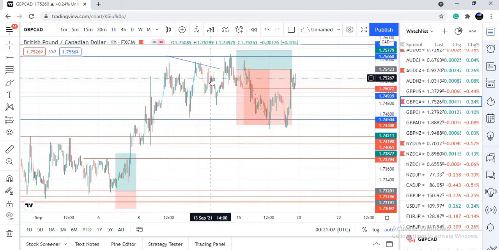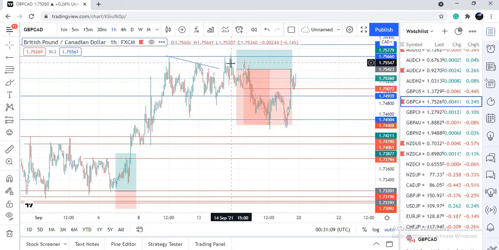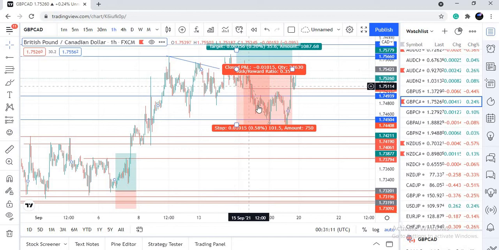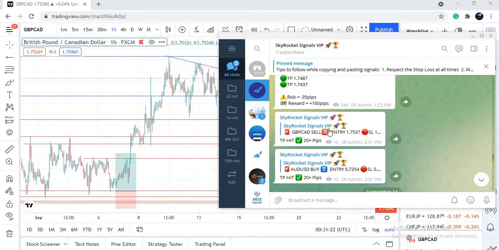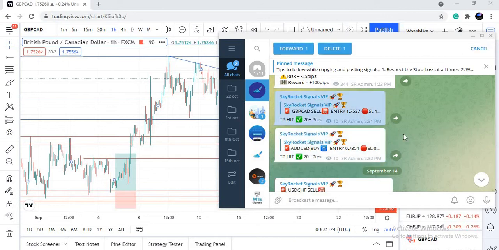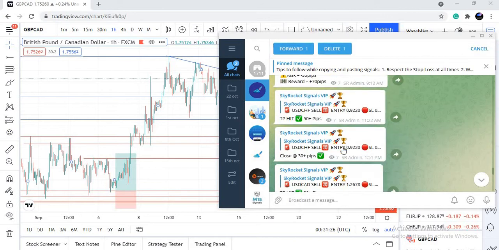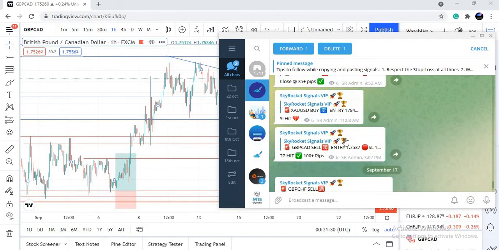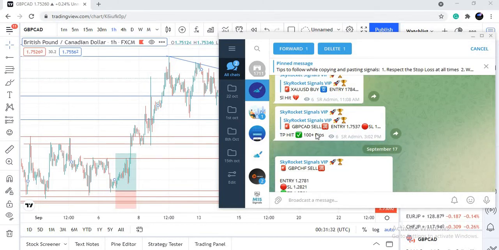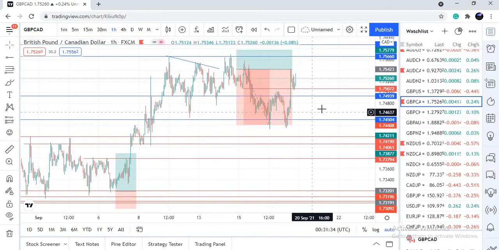And as you can see from this, when we took the sell trade, it moved 100 pips in our favor, and when it got to 100 pips, it bounced back and began to move up. So this trade went in our favor. GBP CAD hit 20 pips, GBP CAD hit 50 pips, and GBP CAD hit 100 pips on Thursday. So GBP CAD really went in our favor.